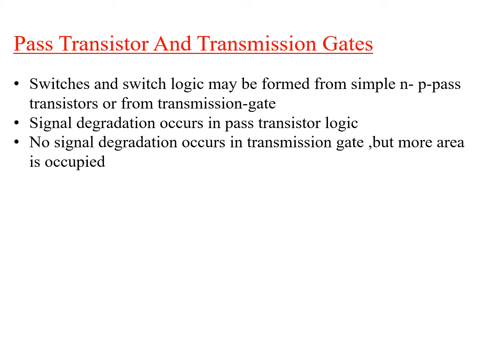Now in the case of a pass transistor or a transmission gate, the switch logic must be formed by simple N or P transistors. As you know, without the usage of the N MOSFET or a P MOSFET, it is difficult for you to design a simple switch. Then a second point is that signal degradation occurs in pass transistor logic. As you know, there will be some voltage degraded in your output, and this is due to the pulling down of that particular signal.